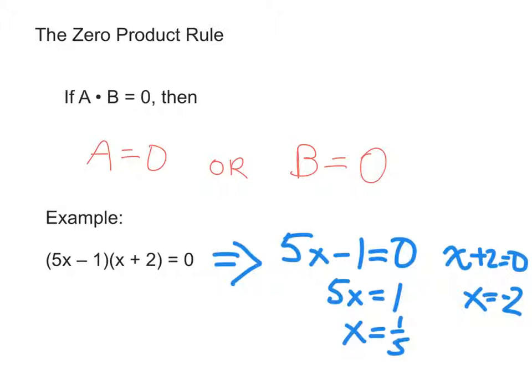Therefore, if I were to write the solution to this equation in the correct notation, the solution would be 1/5 and -2.